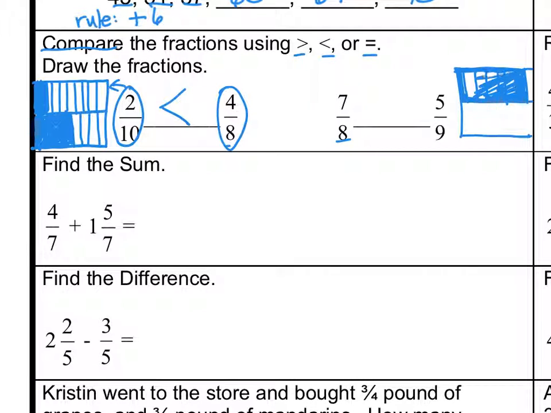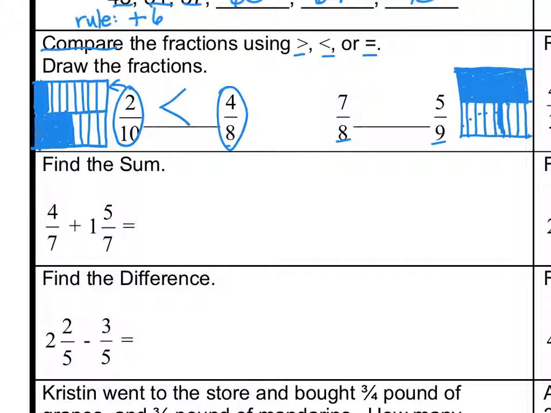And you will no longer have to draw them. But it's good to be able to prove your point in a model. So here we have 7/8. Now we need to do 9ths. So that means I need 1 piece in the middle and 4 on each side. I think I can do that. And I get to color in 5 of them.